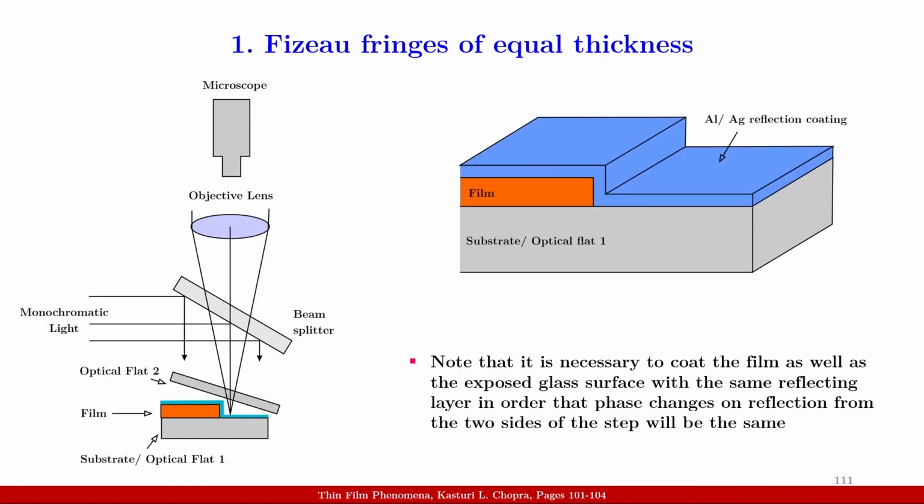Note that it is necessary to coat the film as well as the exposed glass surface with the same reflecting layer in order that phase changes on reflection from the two sides of the step will be the same.